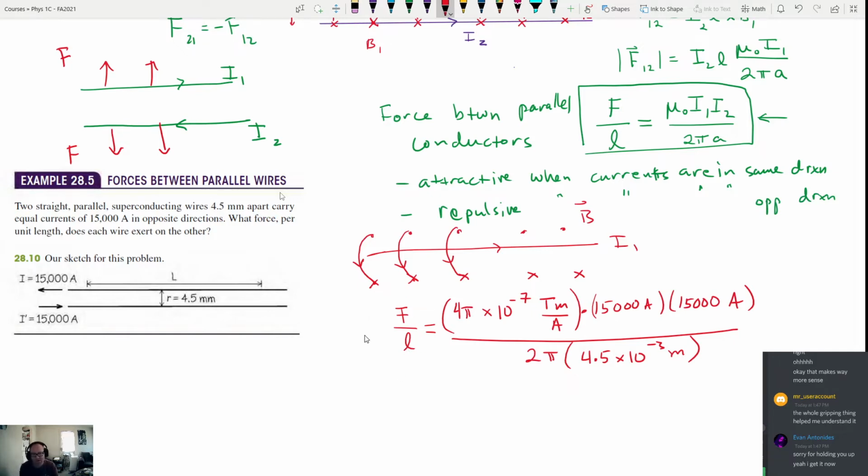Let's calculate what it is real quick. I get 10,000 newtons per meter. And we'll check the units out. But anyone have any questions?